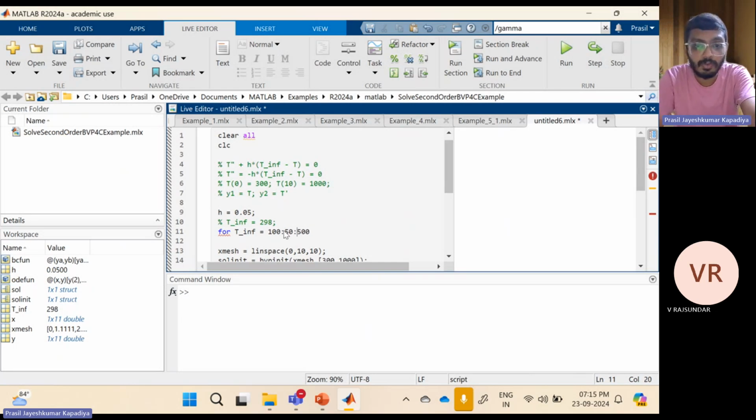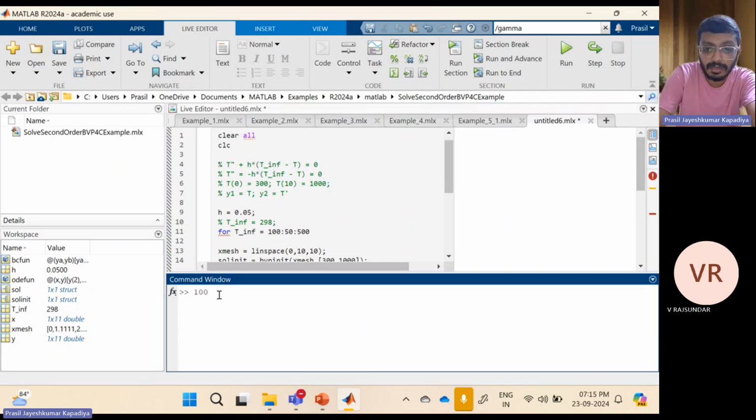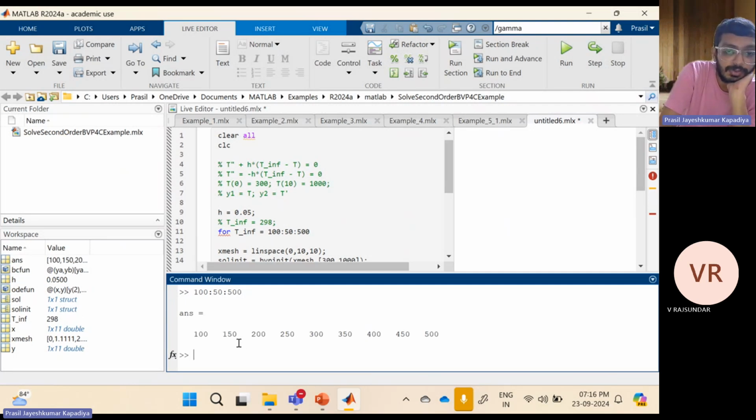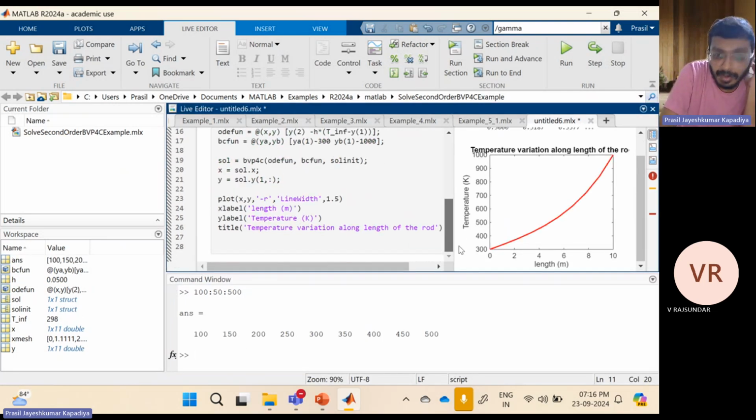100 to 500 in the range of 50. So let's see, if I write it here, 100, 50, 500, what it will do is go from 100 to 500 in steps of 50. So see, 100, 150, 200. It will go like this, and we need to put one end.